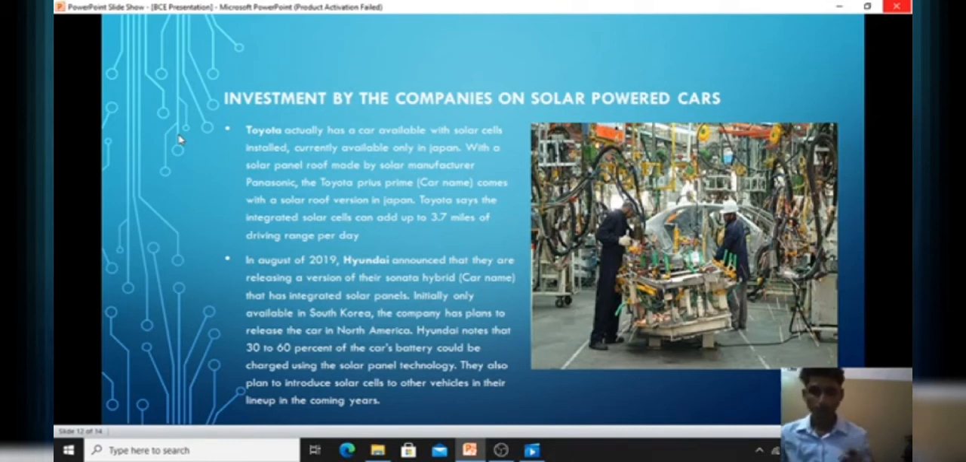An important key point about Hyundai is that Hyundai notes that 30 to 60% of a car's battery could be charged using solar panel technology, which is a huge difference. So this is a very good advantage: you could charge your car's battery about 30 to 60% in daytime, and it will store energy. You will utilize it when there is no sun, or on cloudy or rainy days, for short routes, not long routes.